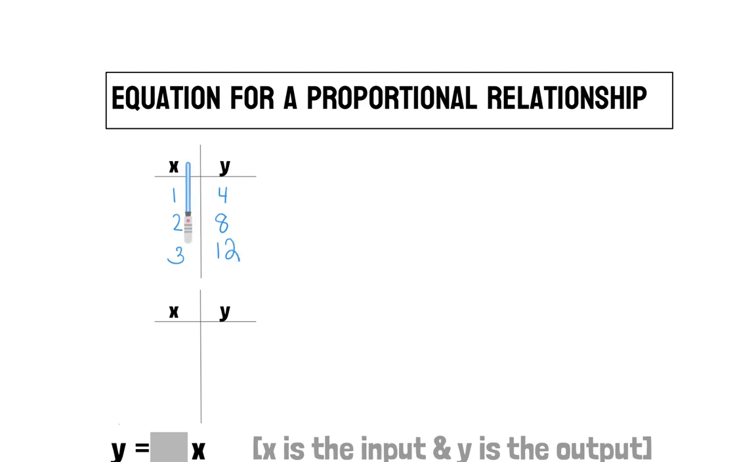Now, we know that this is a proportional relationship because if we make another column here, y divided by x, 4 divided by 1 is 4, 8 divided by 2 is 4, and 12 divided by 3 is 4. So that is how we know this is proportional. Right here we have a constant. And this is an important relationship right here. So right here we know that y divided by x is going to be equal to 4.